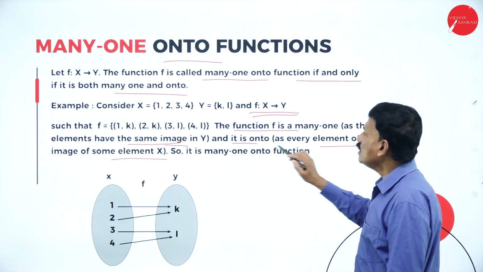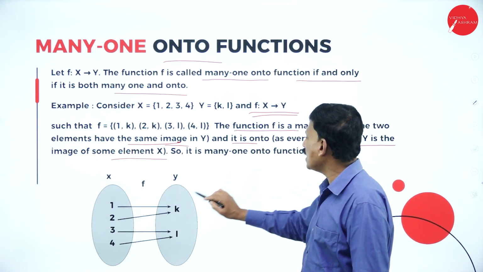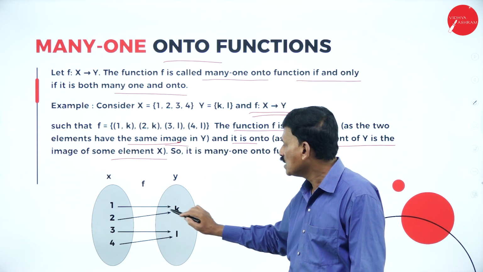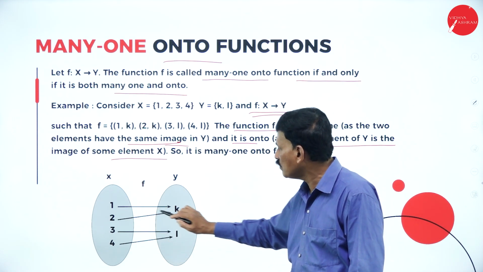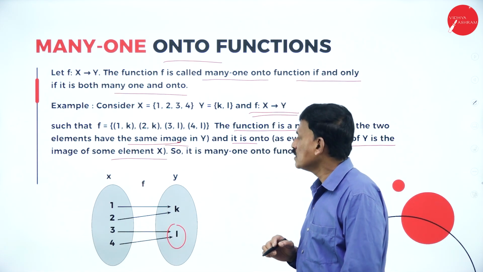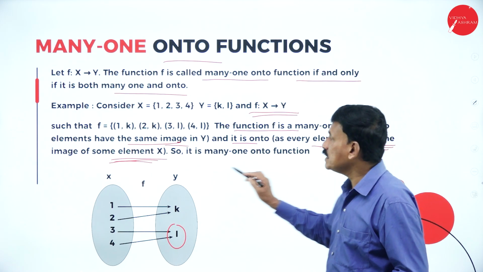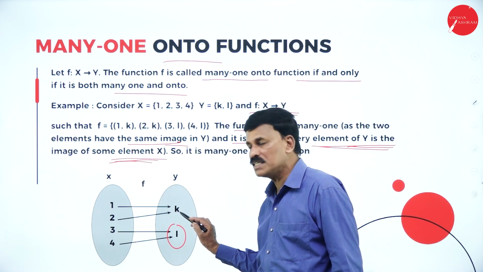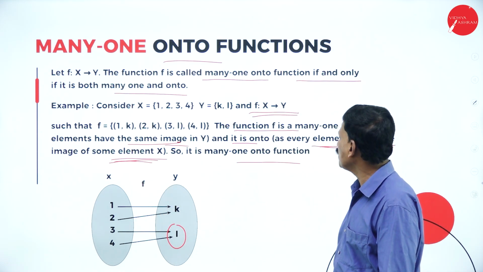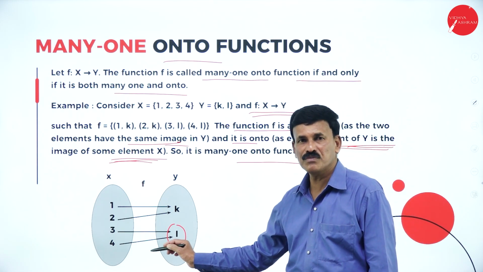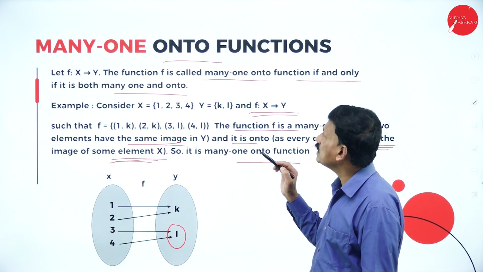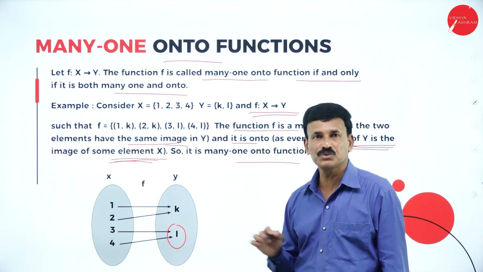See here, the function f is many-one. What is the reason? As two elements of X have the same image. So element k has the images 1 and 2. Similarly, the element l has two images, 3 and 4. Further, every element of Y is the image of some element of X, so it is onto. Therefore, the function is many-one and onto. This is an example of a many-one onto function. That means a function which is both many-one as well as onto is called a many-one onto function.